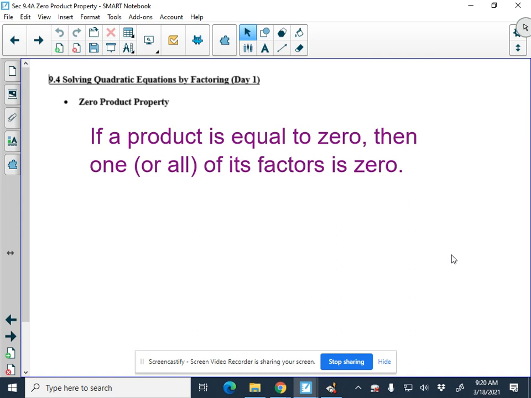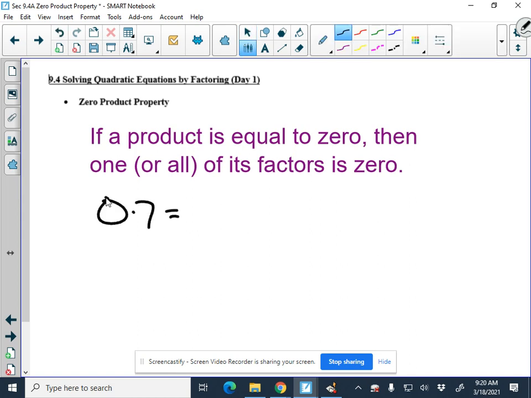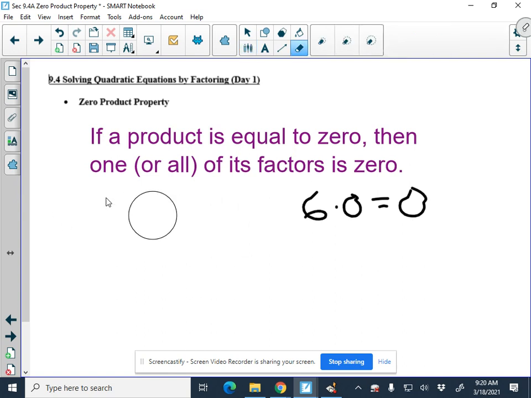should be going. If a product is equal to 0, then one or all of its factors is 0. Here's what that means. 0 times 7 is 0. 6 times 0 is 0. If you put 0 in as one of the numbers, you're going to get 0. But what we've been dealing with is stuff like this.